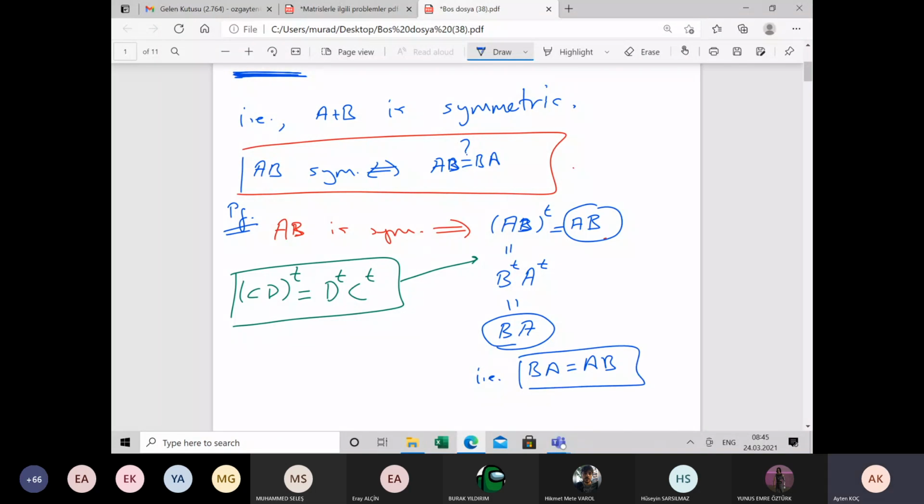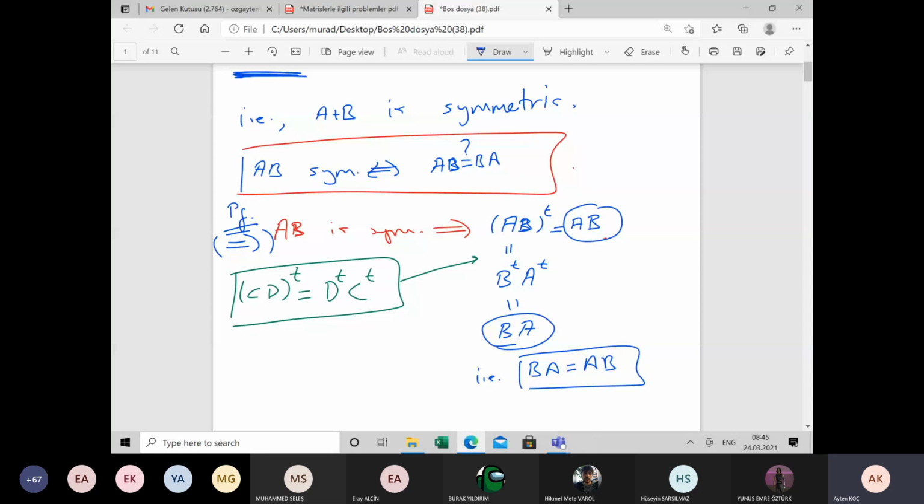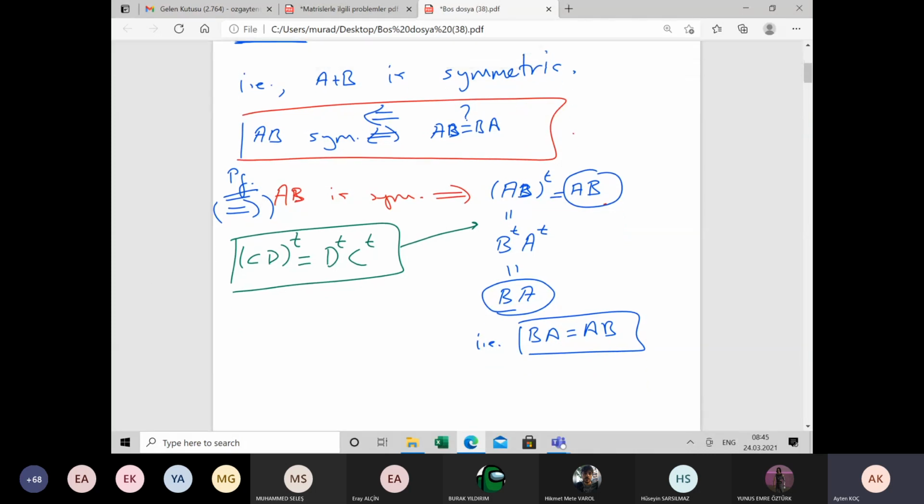This is one side. We took that AB is symmetric, and our aim was to show that A times B equals B times A. The next step is to prove the other direction. What does it mean? Because it is an if and only if condition, we now assume that AB is equal to BA.